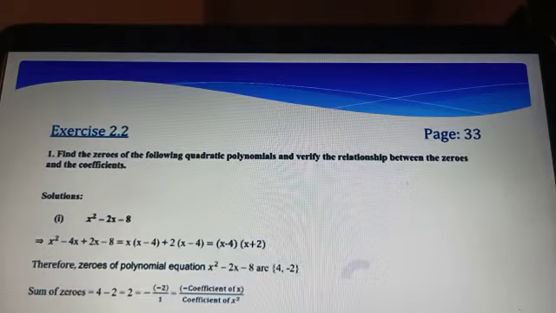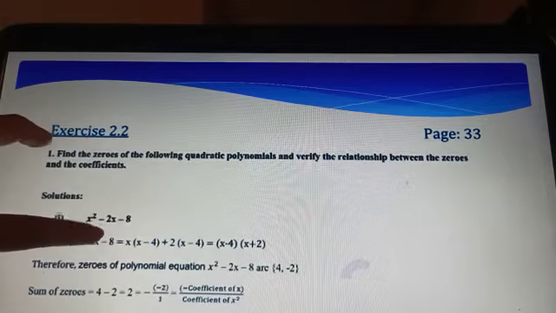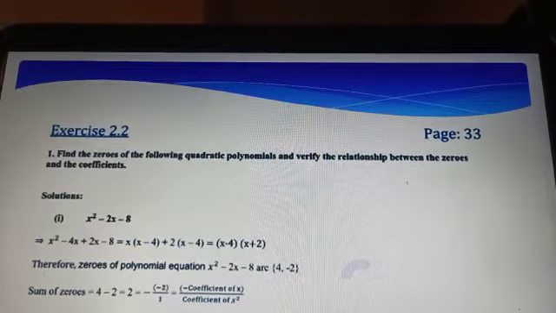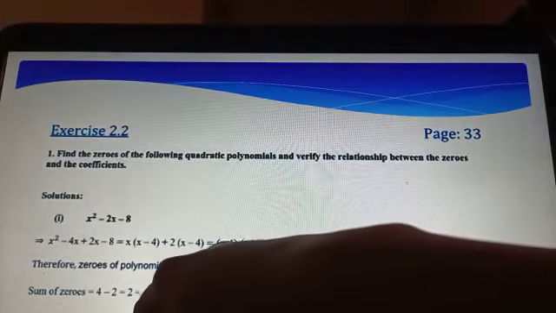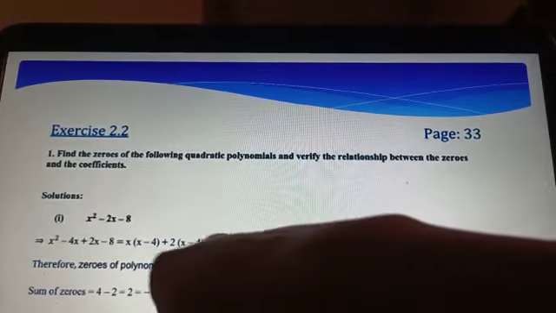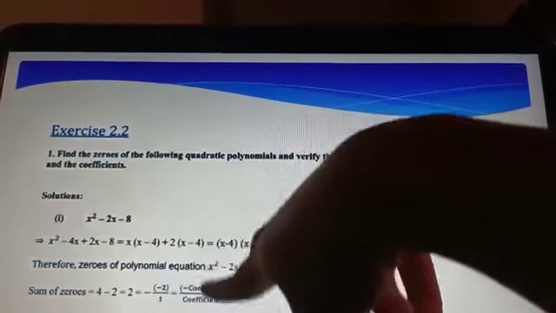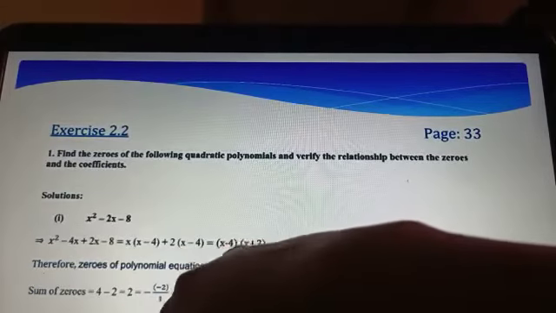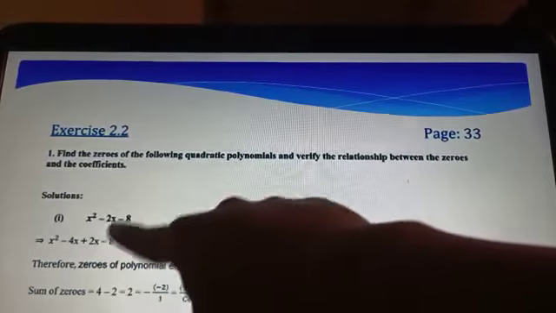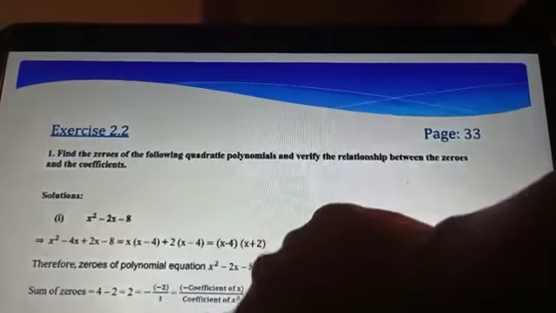The sum of the zeros, alpha plus beta, is 4 plus minus 2, which is 4 minus 2, which is equal to minus 2 by 1. So we have got it as minus b by a. And the product of the zeros is 4 into minus 2, which is equal to minus 8 by 1, which is c by a.